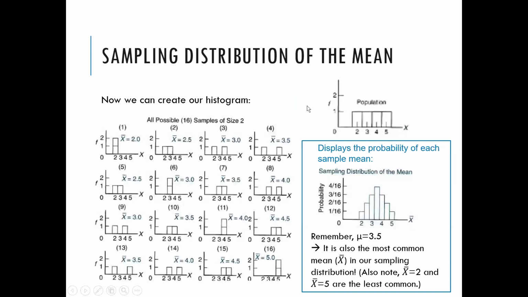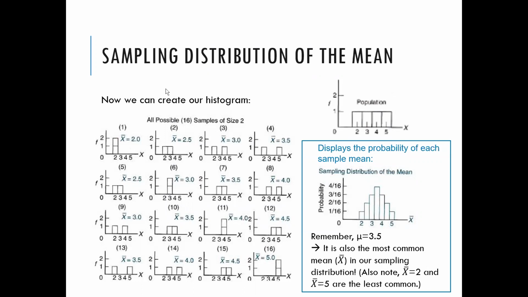Okay, I know this is a busy slide. I'm going to take a pause here and try to break this down. Remember, we had a population, and that population had one of each of these 4 values, 2, 3, 4, 5. These are the values on the x-axis here, and this is the frequency. It's just one of each of these values.